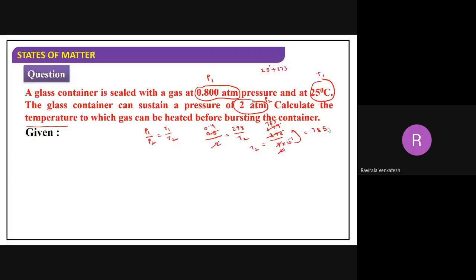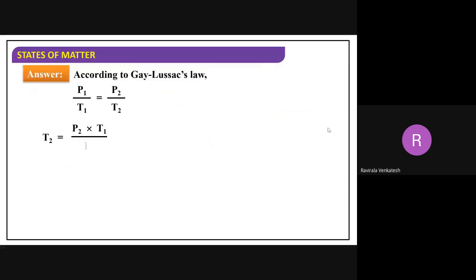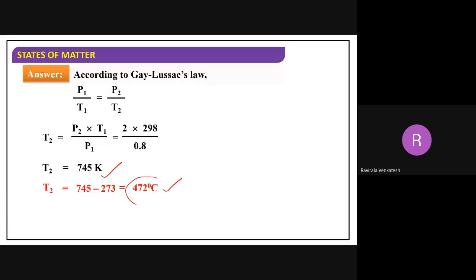The volume is constant. So T2 is 785 Kelvin temperature. Again, how to convert into degrees Celsius? By subtracting 273, and this will be in degrees Celsius.